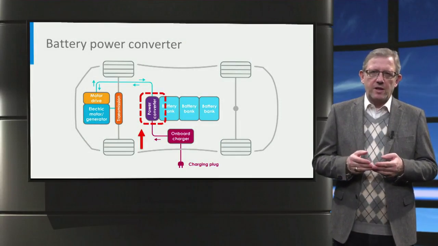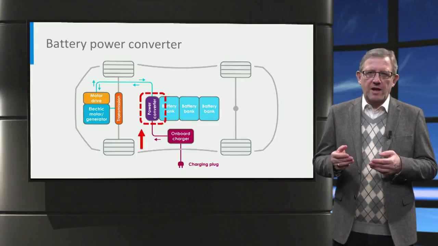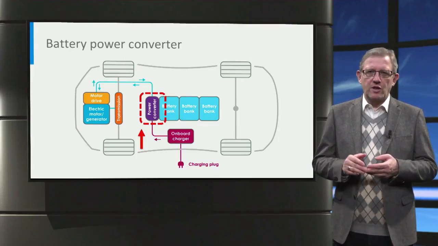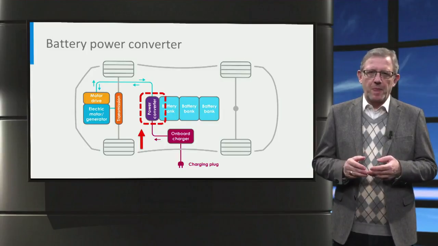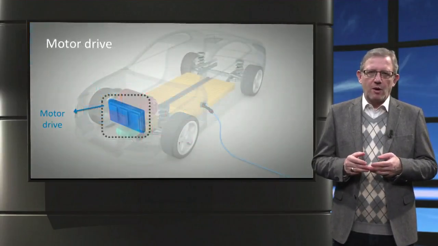A secondary DC to DC converter, not shown in the diagram, is used to step down the voltage of the traction battery pack to charge the lower voltage auxiliary battery. The next component is the motor drive.